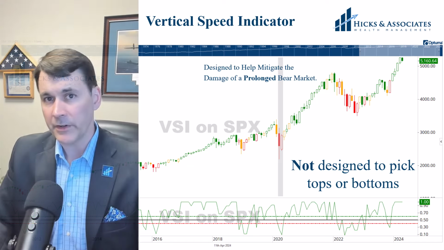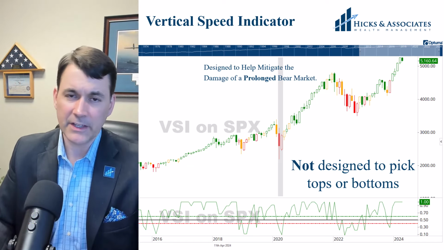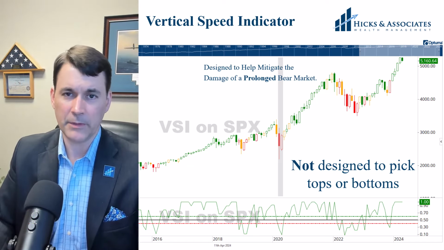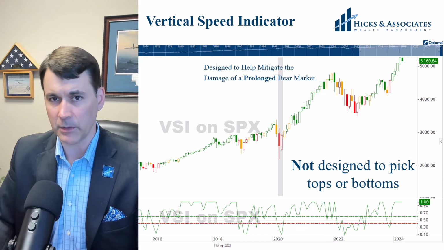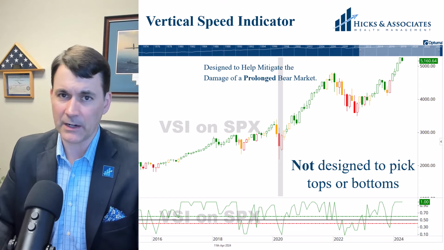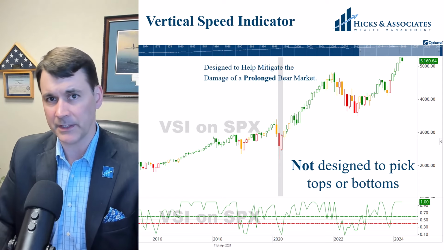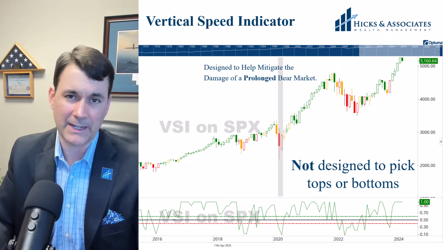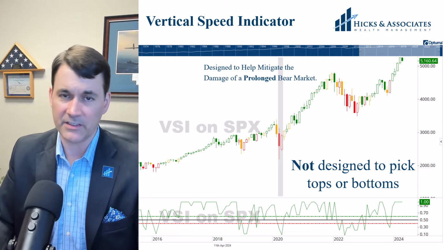Now, it is also very important for me to highlight the fact that this VSI is not designed to help me pick the top and the bottom of the stock market. This is not a tool that we are using to get out of the stock market at the top, and it is not something that we're trying to use to help us get back in at the bottom. That is not what this is designed to do.